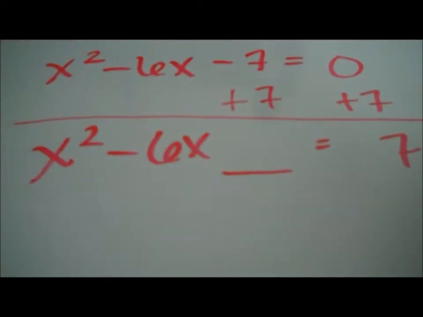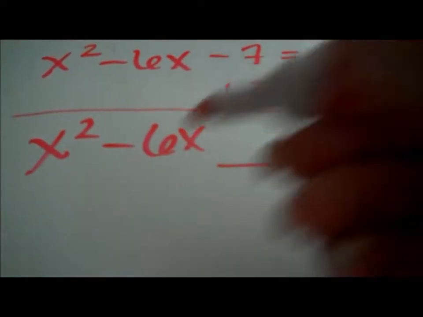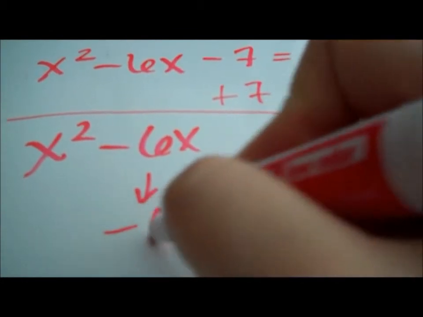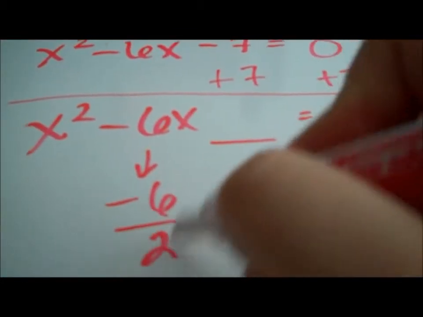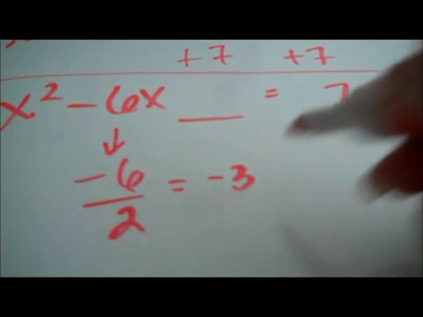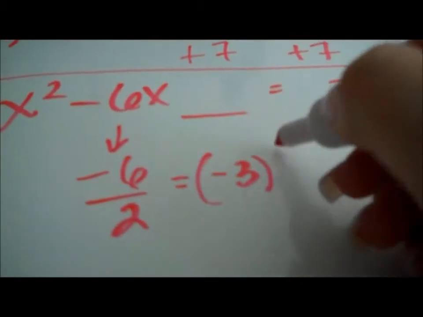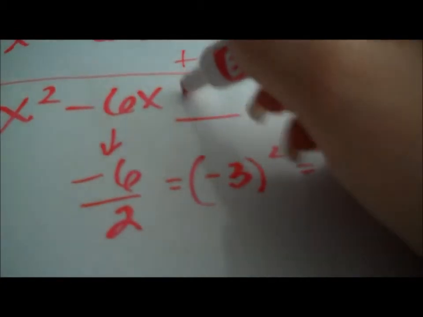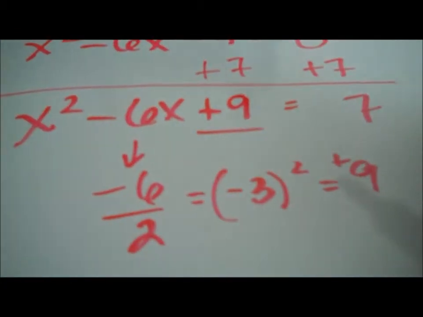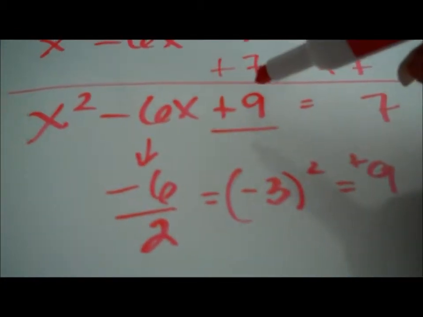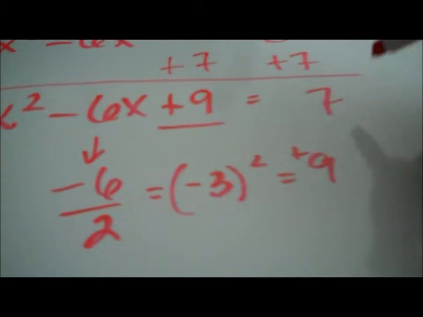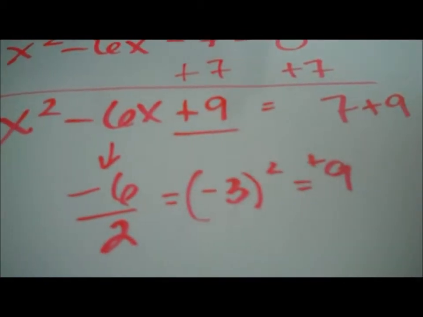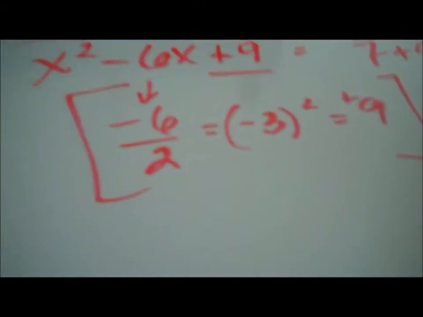Okay. So I need to complete the square. I take my b value, which is a negative 6, I divide it by 2, which is a negative 3, and I square it, which gives me a positive 9. So this becomes my new c value. But again, if I add 9 to the left-hand side, I have to add 9 to the right-hand side. So again, this is just our work, so we can ignore that for right now.